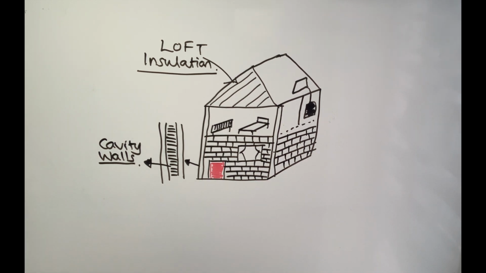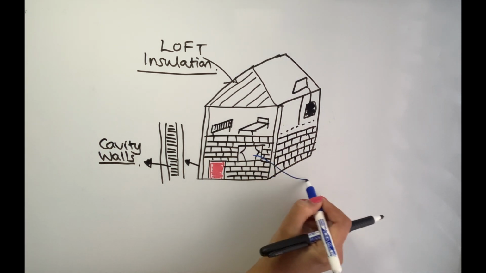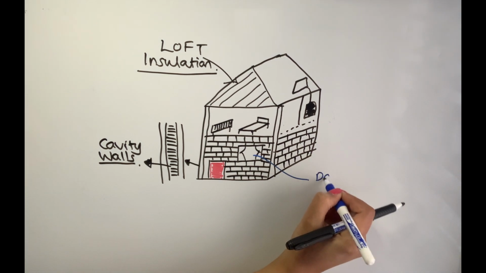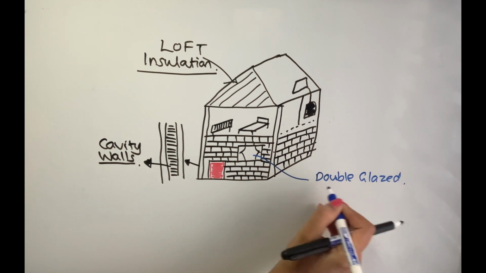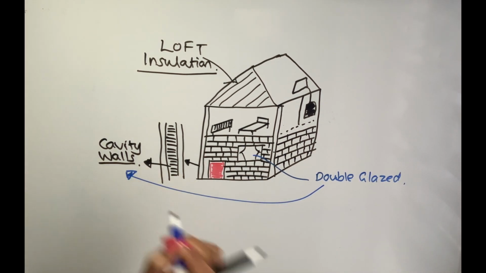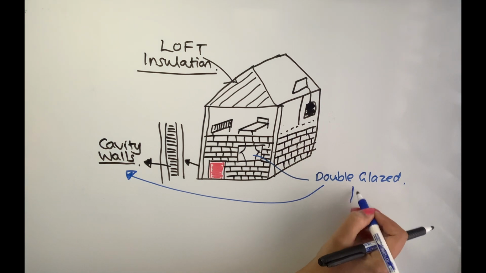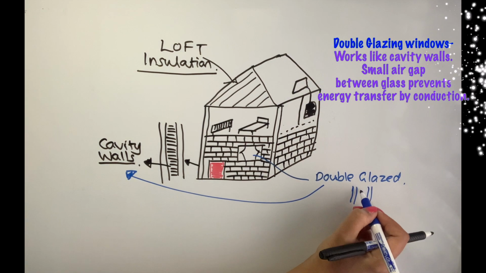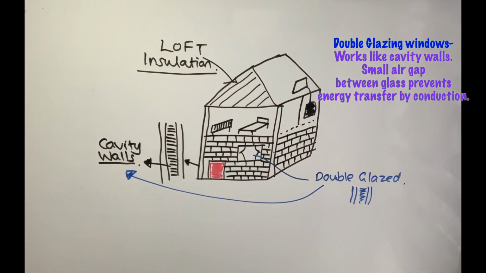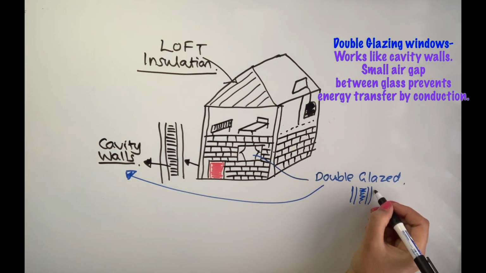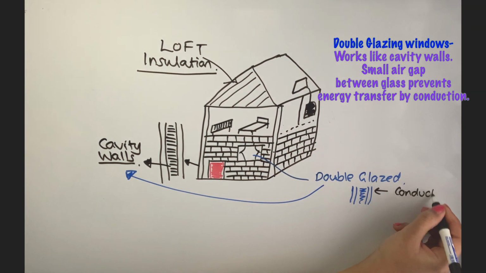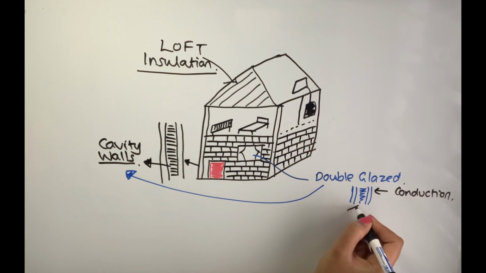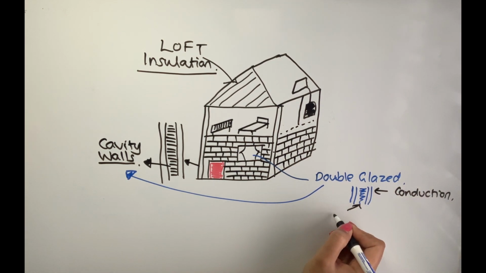Then we have our windows, and if your windows are double glazed, that works in the same way as the cavity walls, but instead of having 2 layers of brick, you have 2 layers of glass with a small air gap in between. The glass reduces heat loss through conduction because it's an insulating material, and the small space here would help to reduce heat loss through convection.